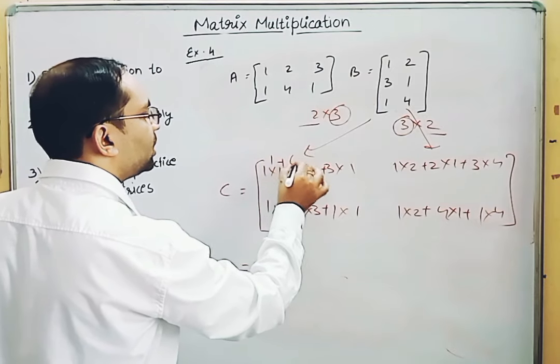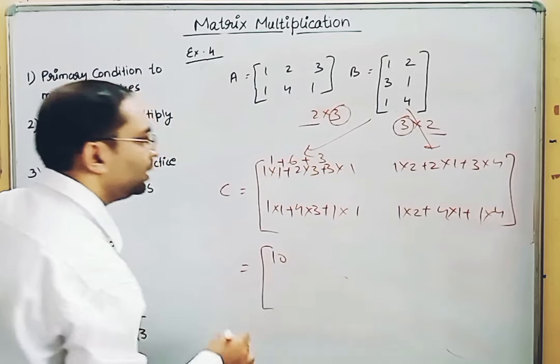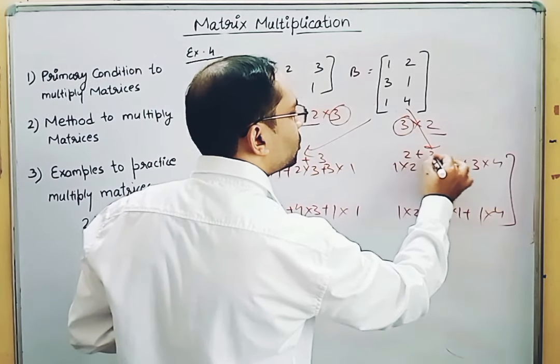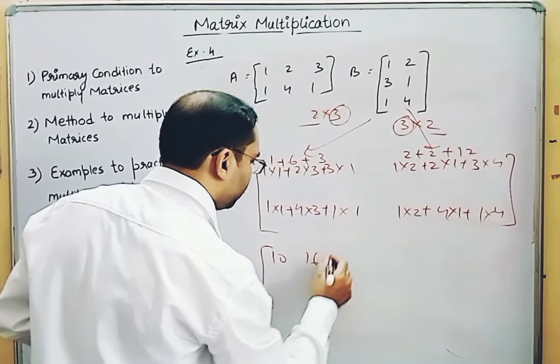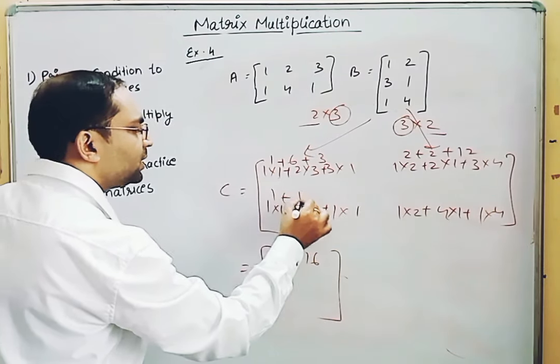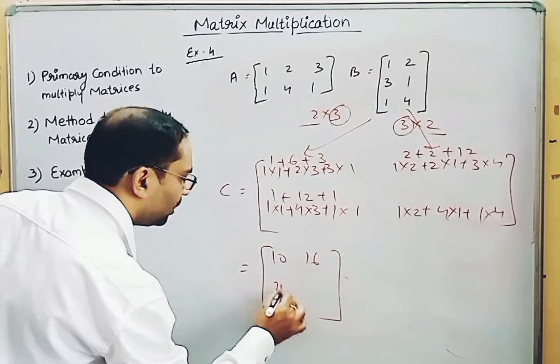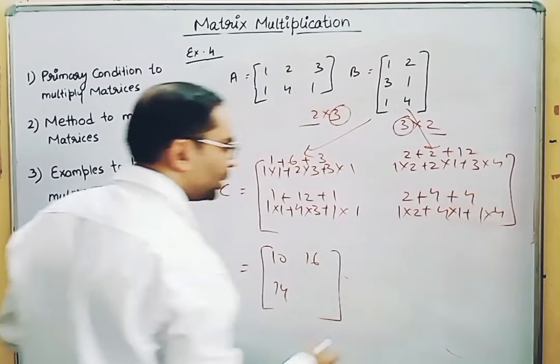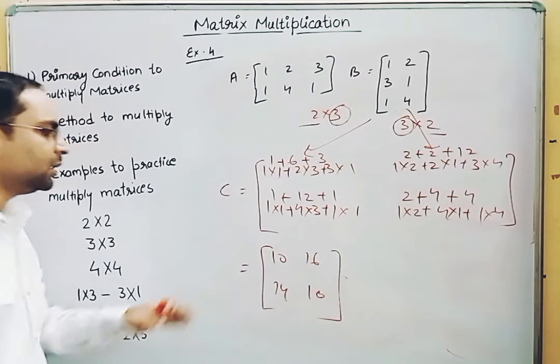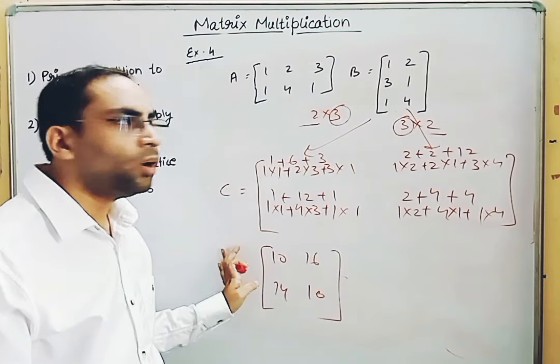1 cross 1 plus 3 2s are 6 plus 3 into 1. So this is 10. Next is 2 into 1, that is 2 plus 2 plus 3 into 4, that is 12. So this will be 16. Next is 1 into 1, that is 1. 4 3s are 12. 1 into 1, that is 1. So this is 14. Next is 2 into 1, 2 plus 4 into 1, 4 plus 1 into 4, that is 4. So this will be 10. So we have this 2 by 2 resultant product of A and B.